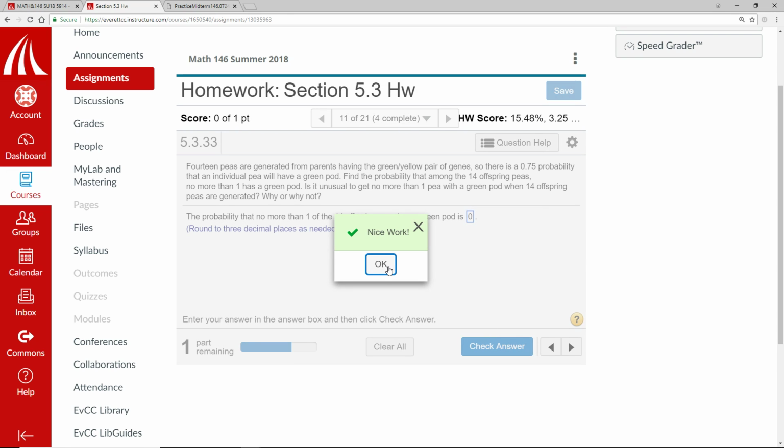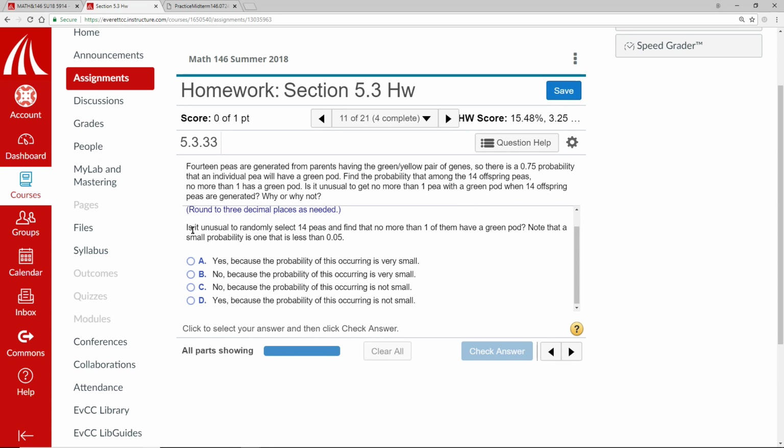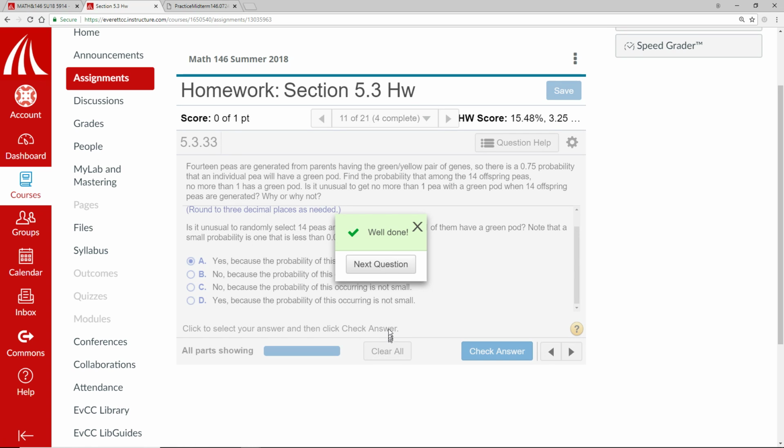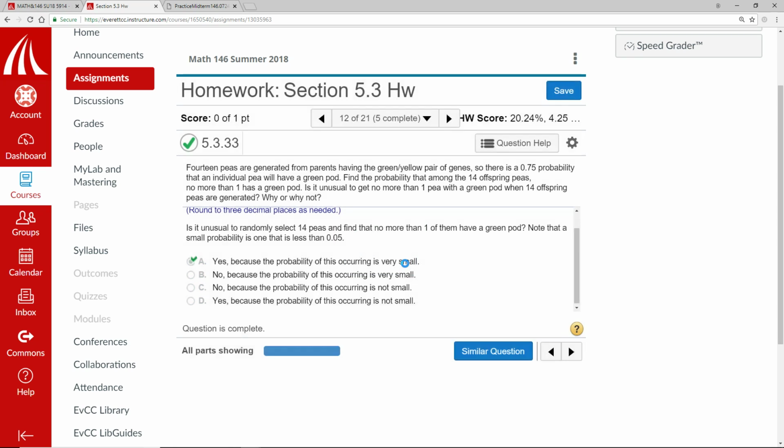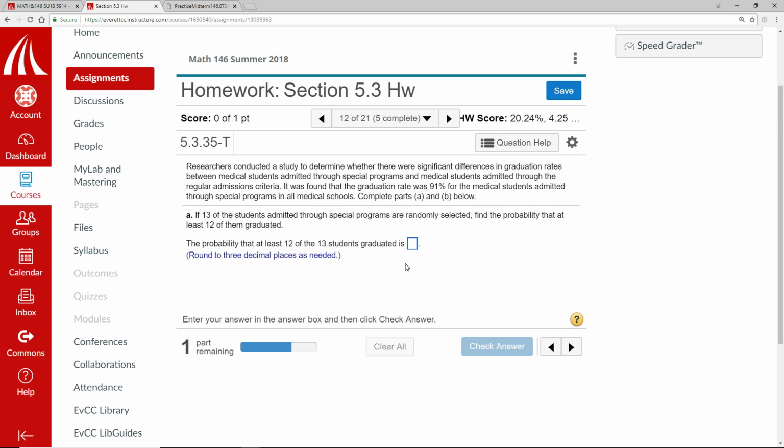Yeah, that was a crappy problem, but we pretty much got it. Is it unusual to find no more than one of them have a green pod? Yes, because the probability of this occurring is very small. It is significantly small, and in fact all we say is once it's less than 0.001, that's 10,000th, then that's it. It is statistically significant at that point.